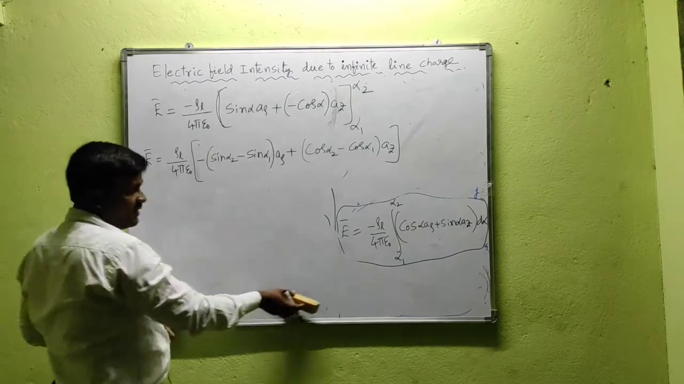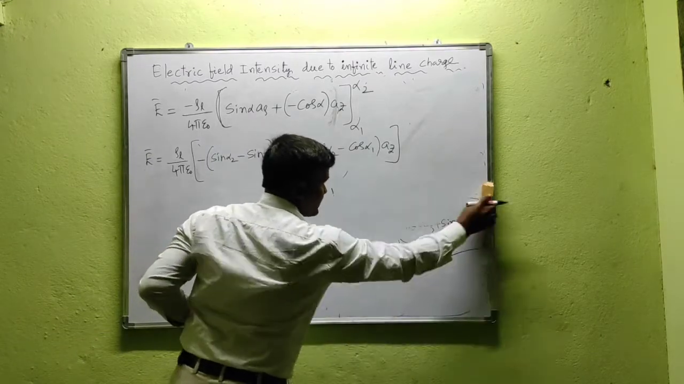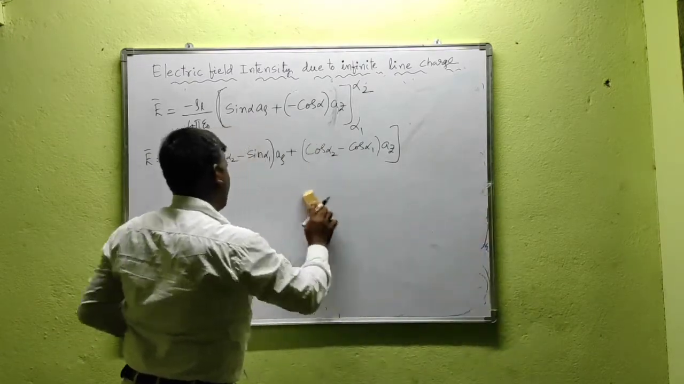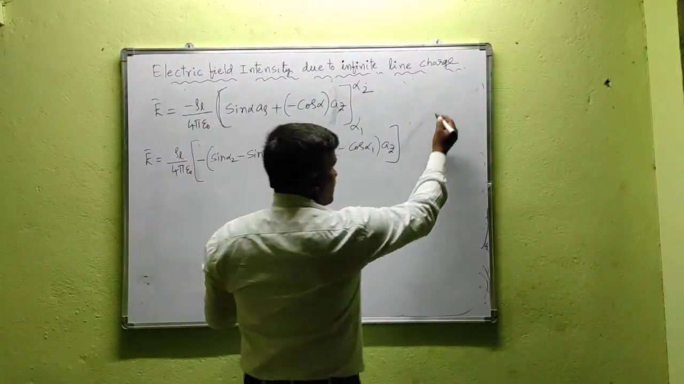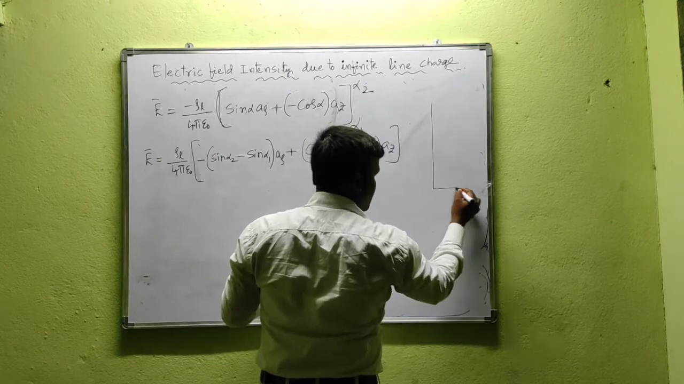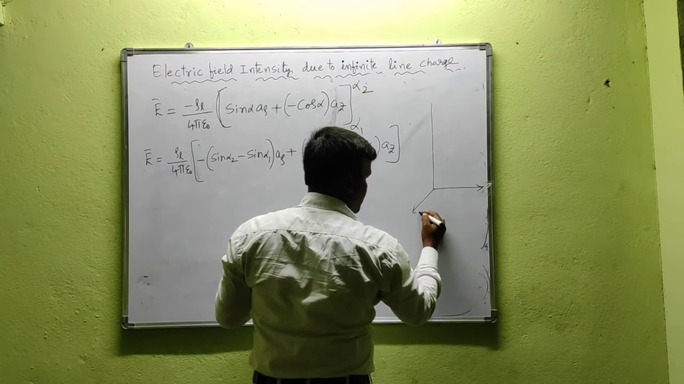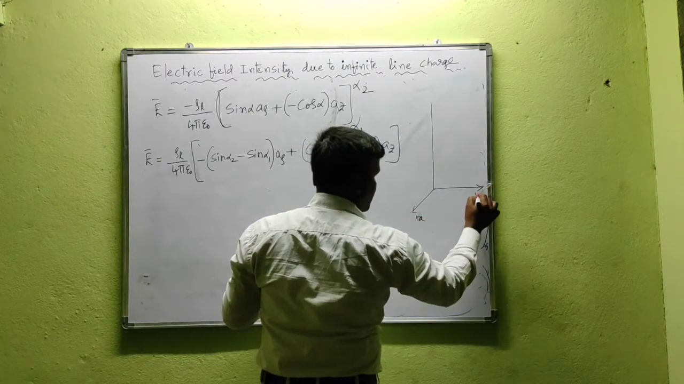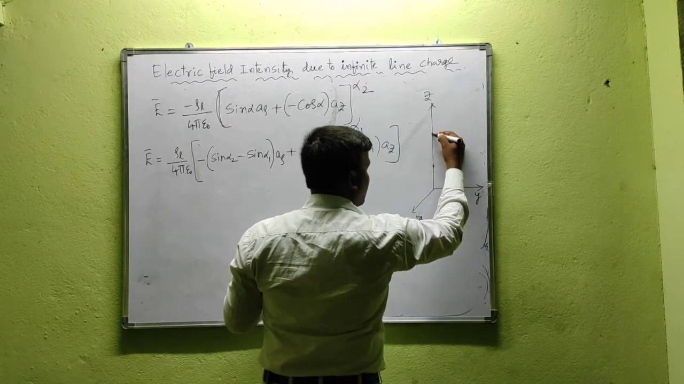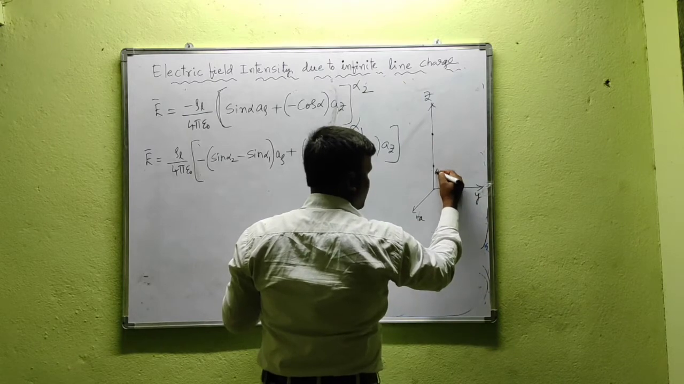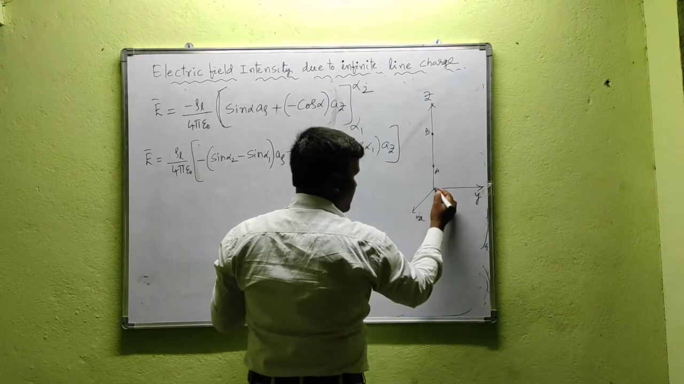It is the electric field intensity due to a finite line charge extended from A to B. Now for the infinite line charge, basically we consider a line charge like this: x axis, y axis, z axis, extended from A to B. So for the finite line charge we consider this as point A, point B, and it is the origin.